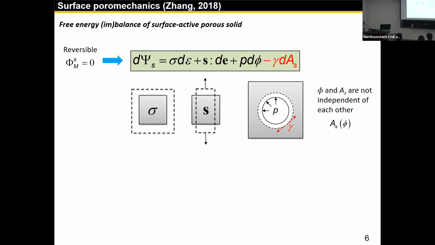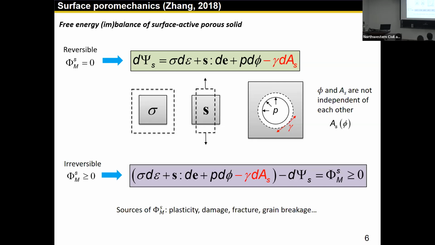What it says is that you can store energy in your porous media in the following ways: isotropically compress it, deviatorically load and deform it, pressurize the pore fluid to change the pore space, or expand the surface area by working against surface tension. And a closer inspection of this picture tells us that porosity and surface area should not be independent of each other, because you cannot change one without changing the other.